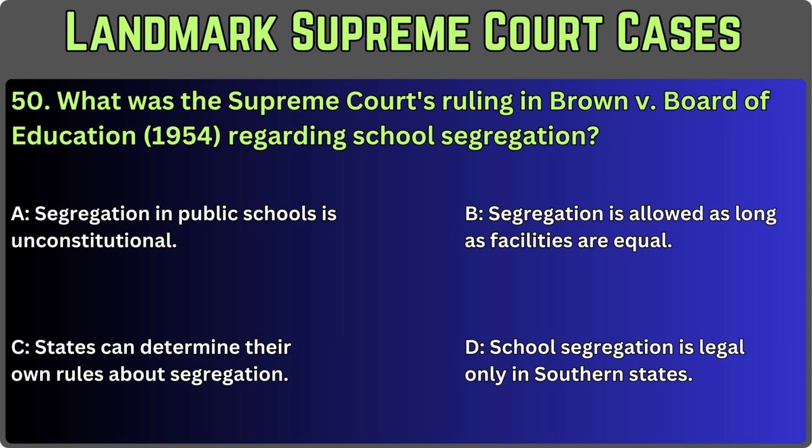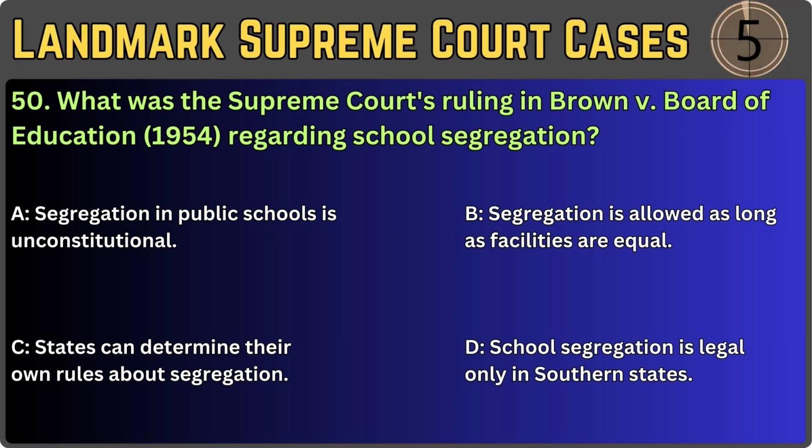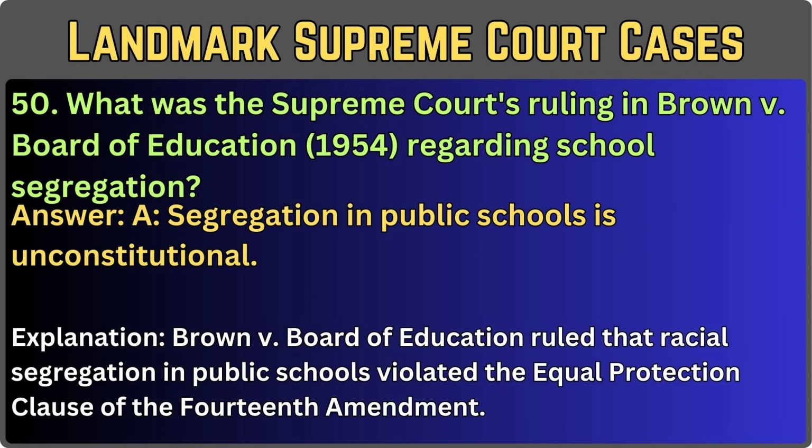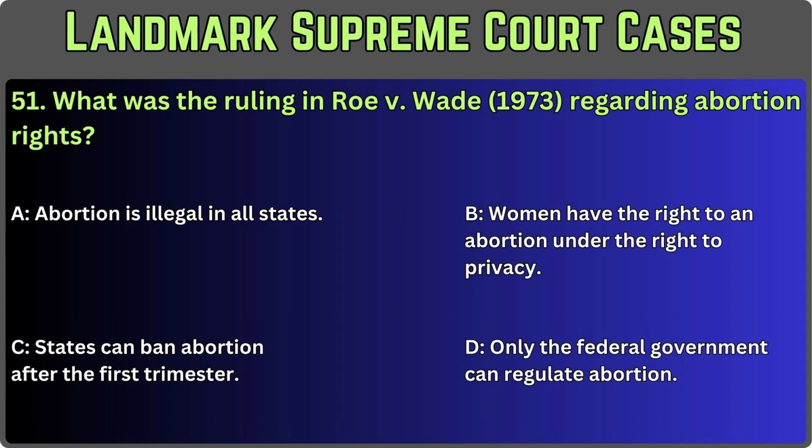C. States can determine their own rules about segregation. D. School segregation is legal only in southern states. Answer: A. Segregation in public schools is unconstitutional. Explanation: Brown v. Board of Education ruled that racial segregation in public schools violated the Equal Protection Clause of the 14th Amendment. 51. What was the ruling in Roe v.